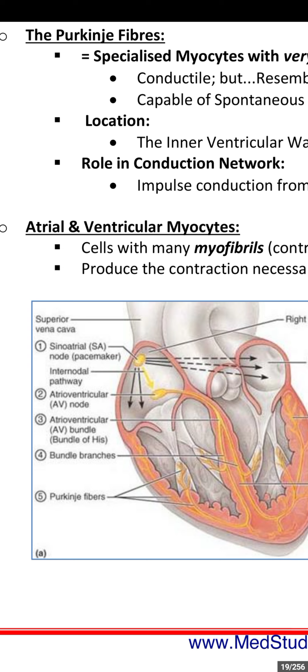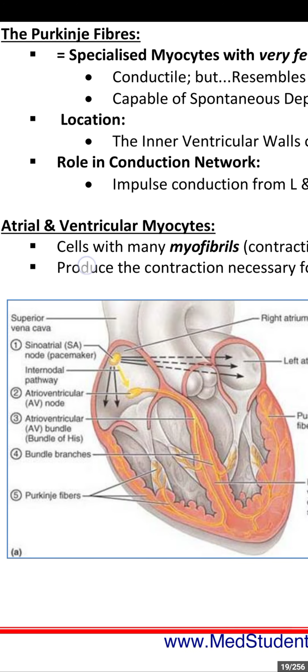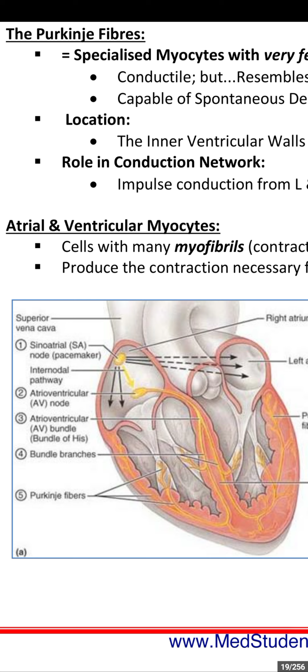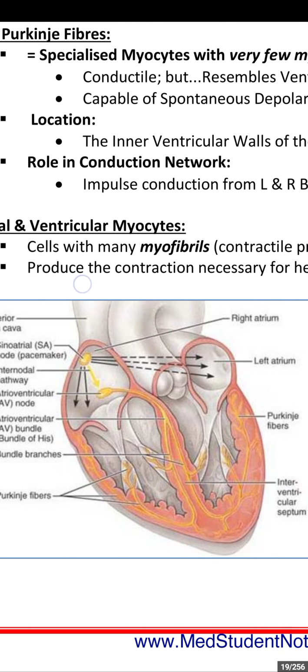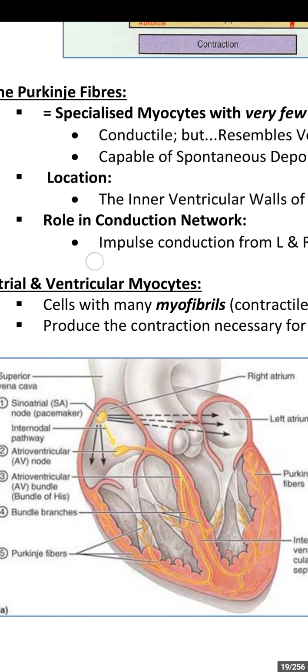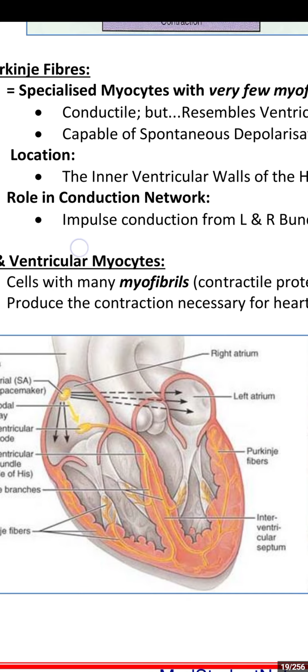Sinoatrial node pacemaker. The sinoatrial and atrioventricular nodes are connected by internodal pathways. After that, the atrioventricular node connects to the atrioventricular bundle of His, and the bundle branches go into the interventricular septum and into the Purkinje fibers, and the Purkinje fibers go into the papillary muscles to the tricuspid and bicuspid valves, and to the myocardium of the heart.